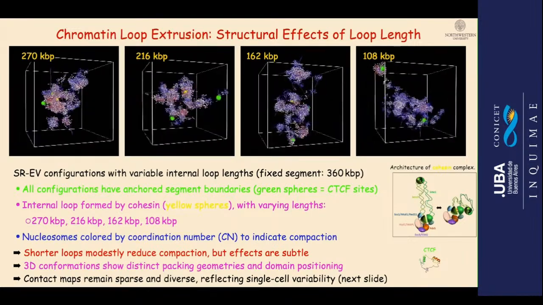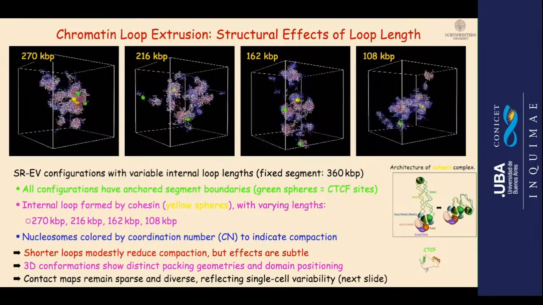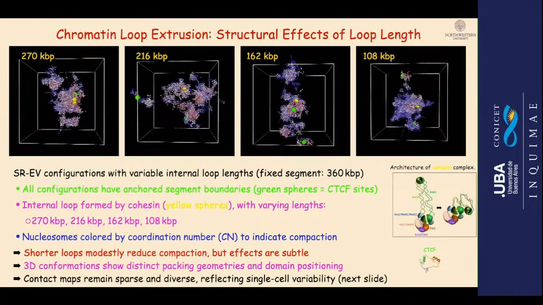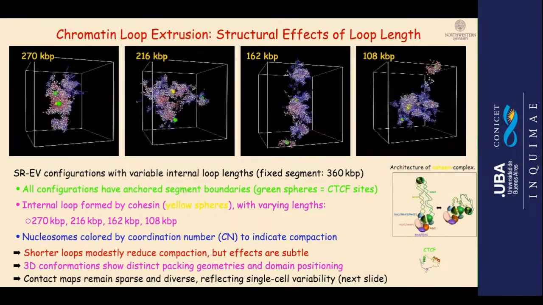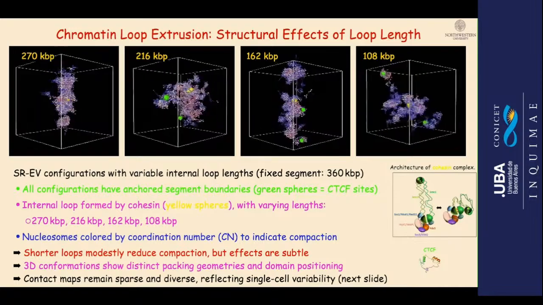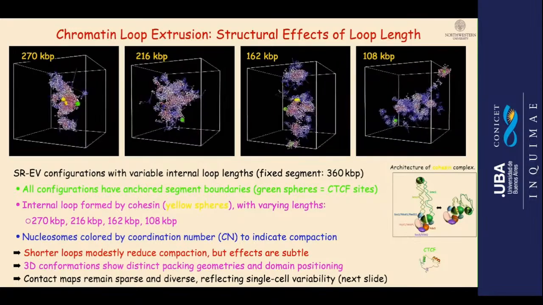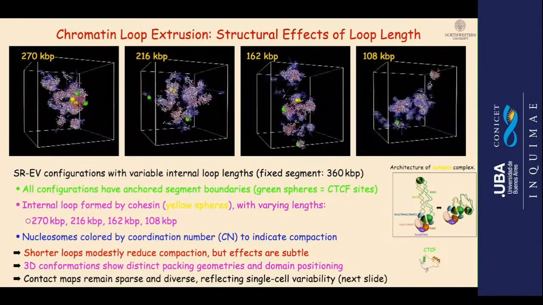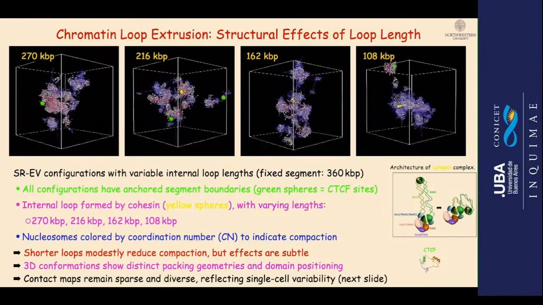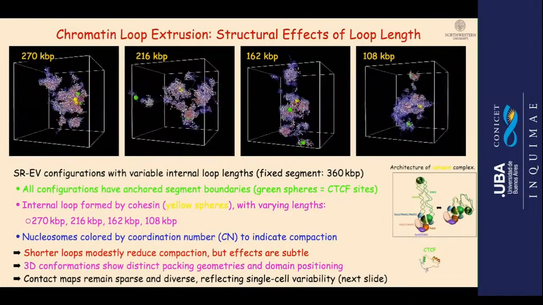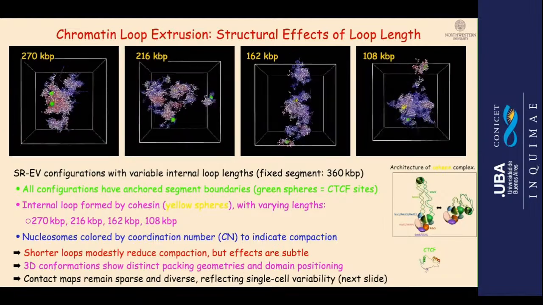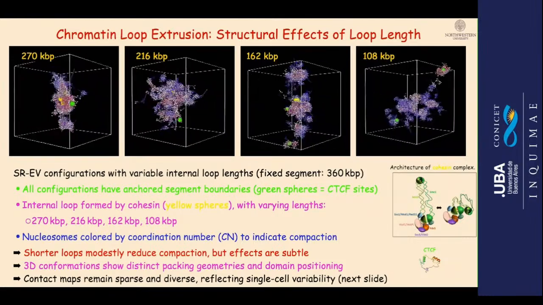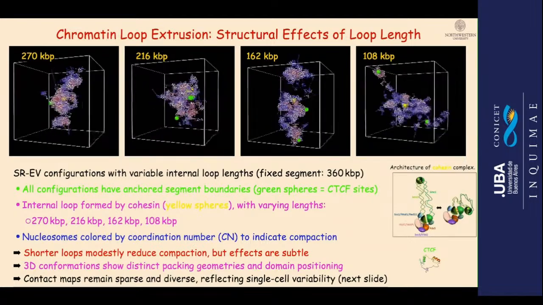This slide explores how the length of an internal loop influences the 3D chromatin structure in the SR excluded volume model. All configurations here represent the same chromatin sequence of 360 kilobase pairs anchored by convergent CTCF sites shown as green spheres.